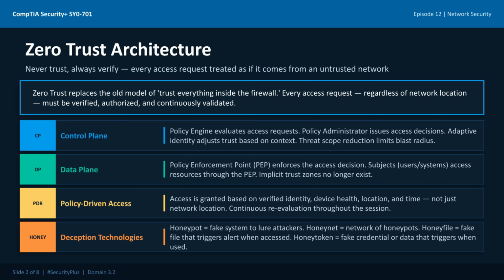Zero trust means never trusting, always verifying. Access is granted based on context and device health, regardless of location. The control plane evaluates policy, and the data plane enforces it. Deception technologies like honeypots help detect attackers who have bypassed initial defenses.